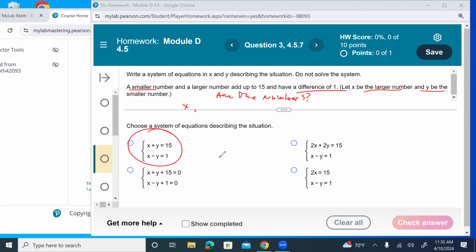Do we need to put the two numbers are 8 and 7, x being 8, y being 7? No, you don't even put that last part. You wouldn't have to put that. You could put, you know, the larger number is 8, the smaller number is 7. You could put something like that.